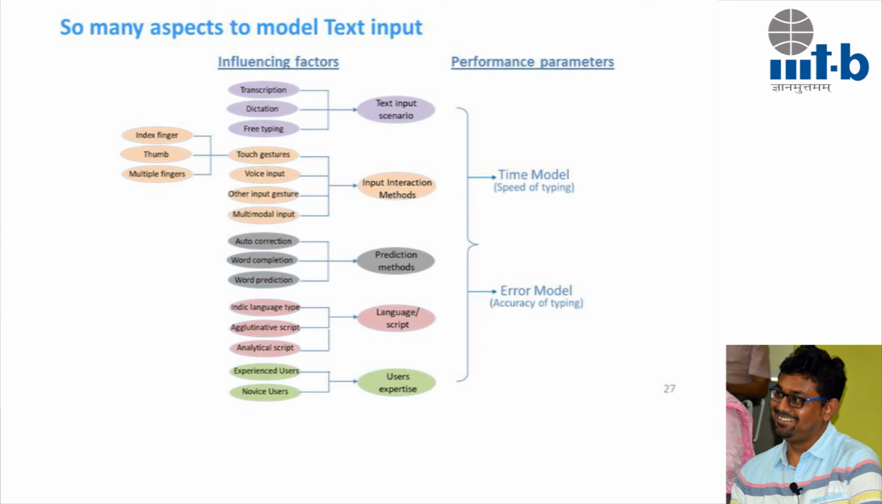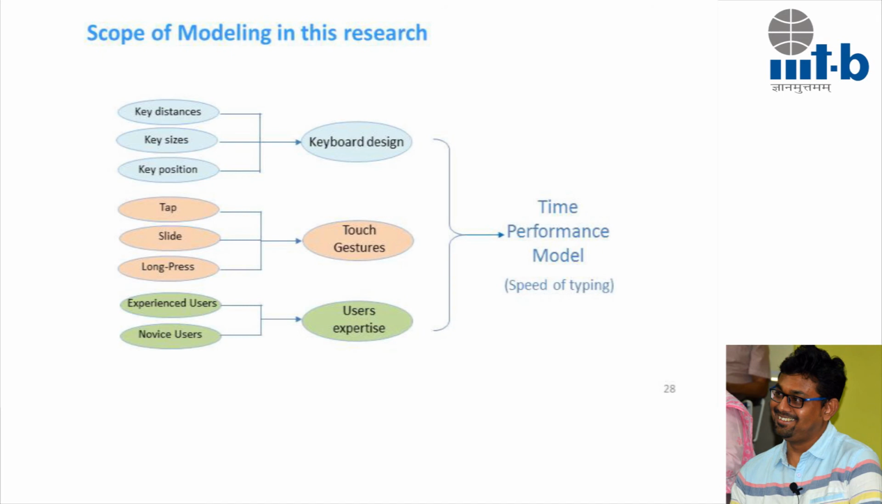Based on that, you can create performance parameters. So there are so many different variables. It's very difficult to do research in this space. So the first thing, when we get into this kind of problem, is that we optimize. We try to scope our research and say that this is the boundary of my research and I would do this. So the research which we did, which is already done, is we tried modeling three things: the keyboard design, the different touch gestures on the keyboard, and different levels of practice or levels of learning of the users. We try to model these three things in terms of time performance.